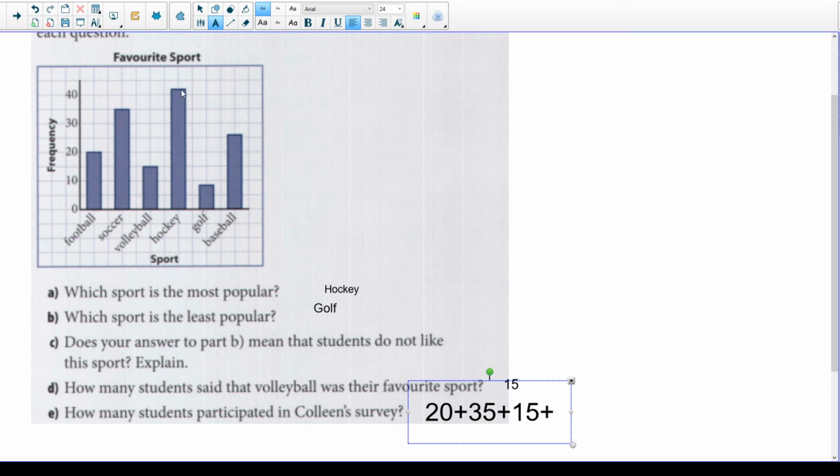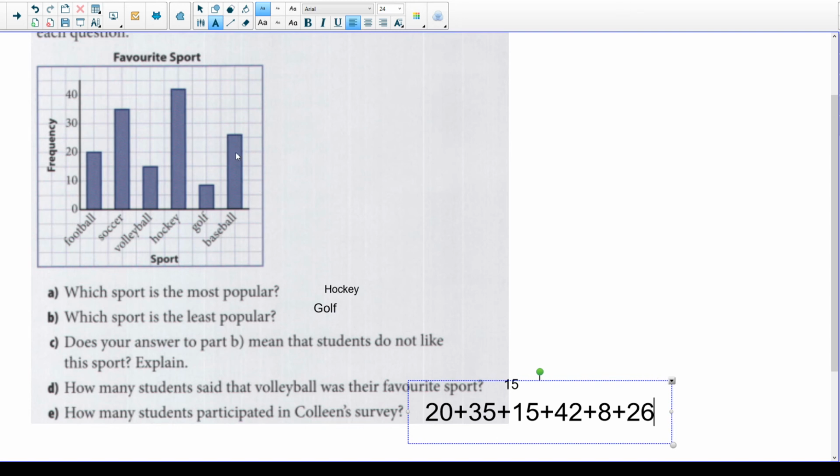I'm going to say that it's, and we have to estimate here, we don't have a choice, but I'm going to say it's not quite in the middle. So I'm going to say it's probably about 42. And golf, same thing. It doesn't quite get to 10. I'm going to say that's about 8. And the last one is just above the line for 25. So I'm going to say that's about 26.